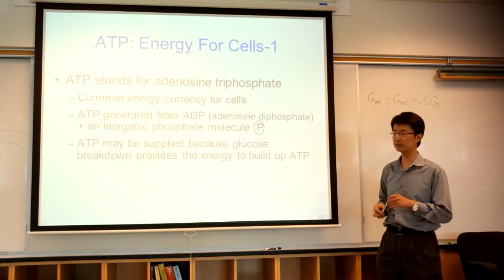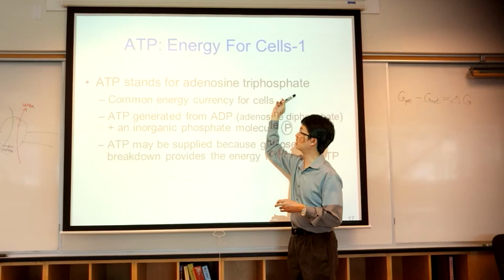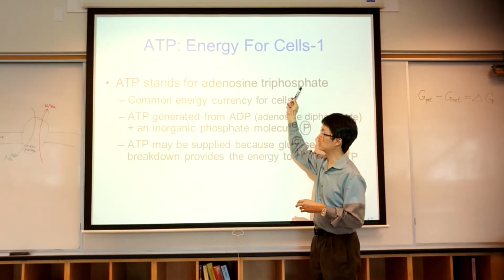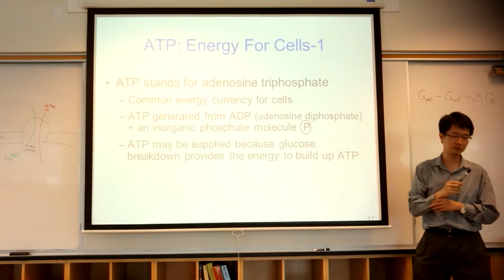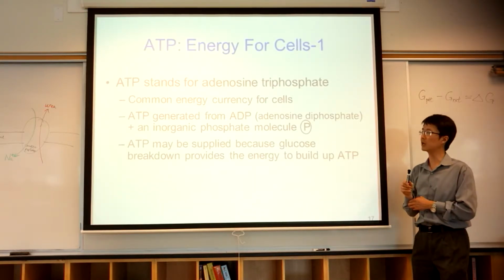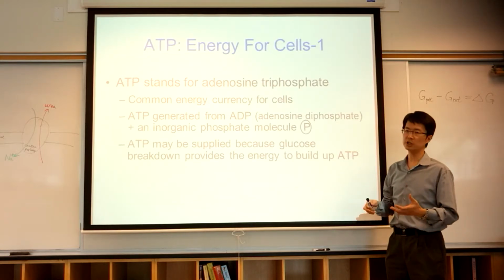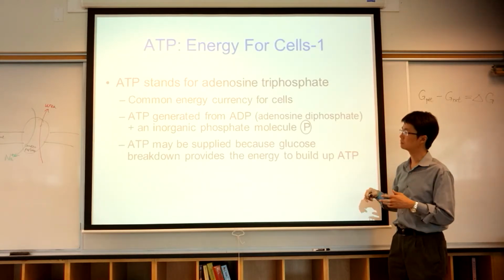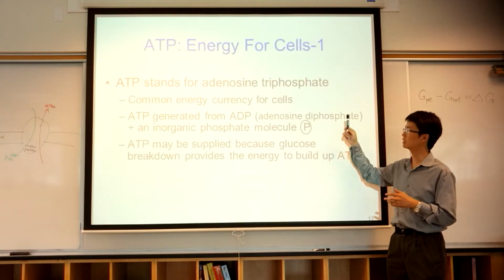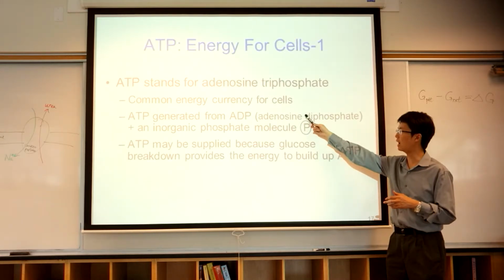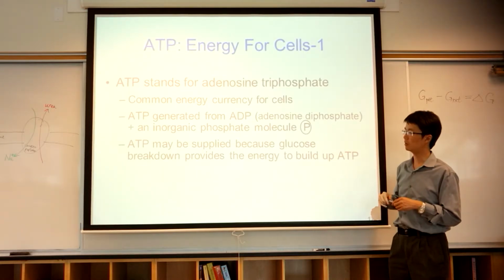ATP is the term that you need to memorize, the entire term. Adenosine triphosphate. You must know this term. You must know how to spell this. Adenosine triphosphate. It is the energy to use by the cell. ATP generated from ADP. You also need to know this term. Adenosine diphosphate. And plus inorganic phosphate molecule.